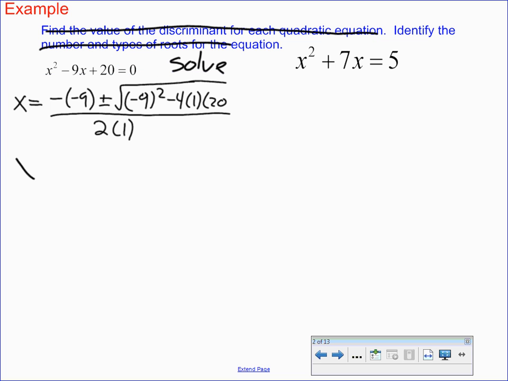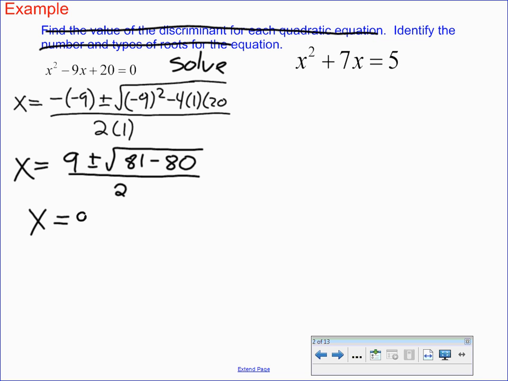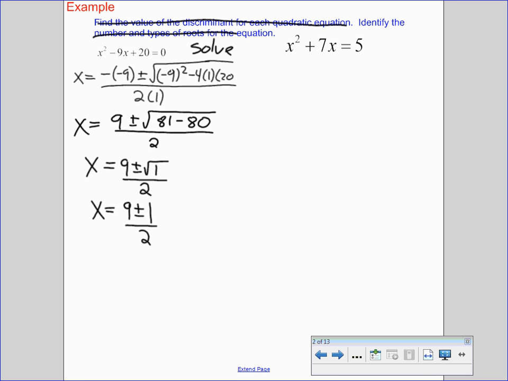So we're going to simplify that, and that'll be x equals 9 plus or minus the square root of 81 minus 80, over 2. Or x equals 9 plus or minus the square root of 1 over 2, which is 9 plus or minus 1 over 2. A lot of people make the mistake of stopping here. It's important to remember that these are actually two different problems. This is 9 plus 1 over 2, or it's also 9 minus 1 over 2.